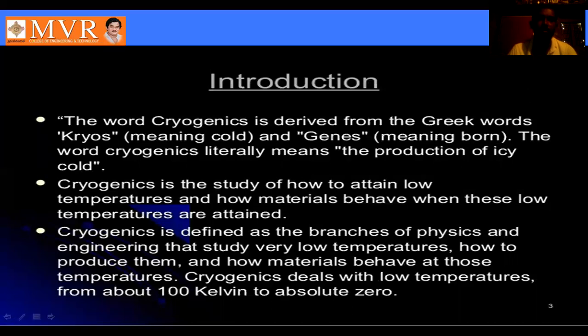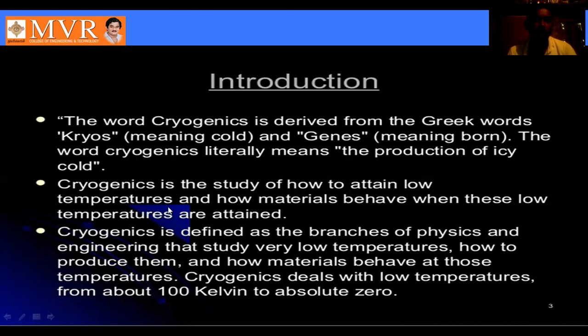First, the introduction. How do we get the word cryogenic? The word cryogenic is derived from Greek words. Cryo means cold, and genis means born. So the word cryogenic literally means the production of ice cold. This is the meaning of cryogenic.